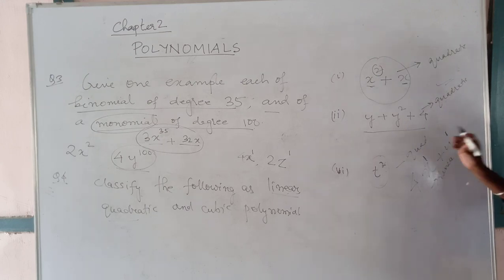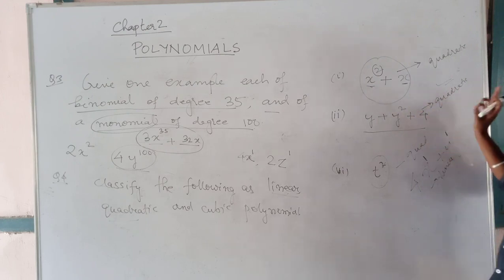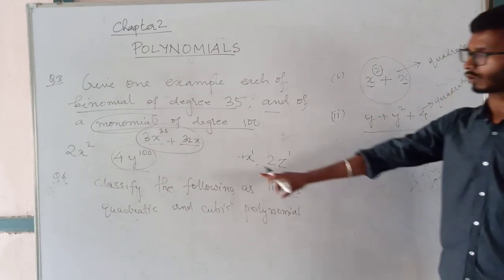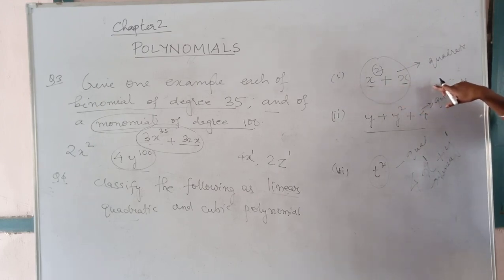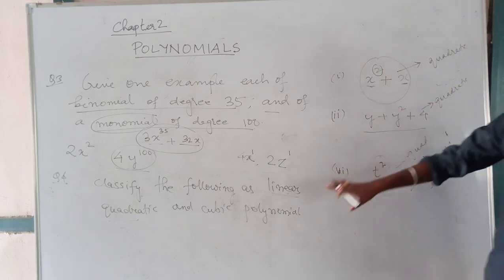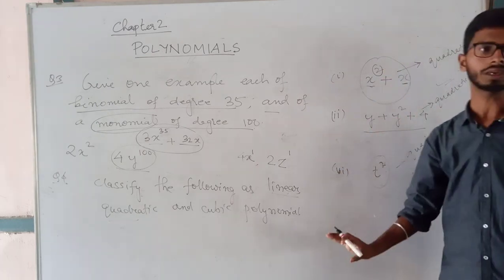So remember, to be linear, the highest power of the variable in the whole expression should always be 1. If it is quadratic, the highest power of the variable in the entire expression or polynomial should be 2. If the highest power is 3 in the whole expression, we will call it a cubic polynomial.